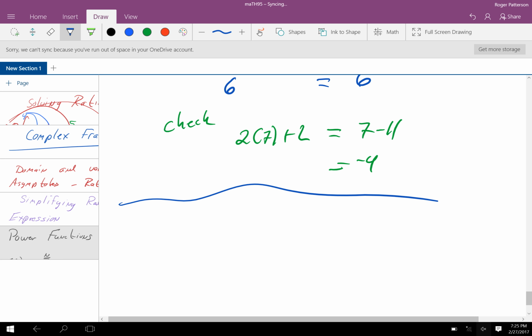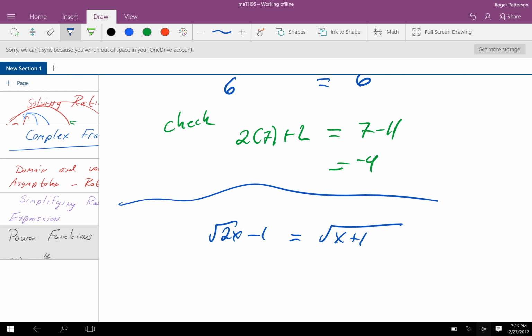Okay, last one. Let's try one of these. Double checking here. Okay. Square root of 2x minus 1 equals square root of x plus 1. All right. Okay, there we go.